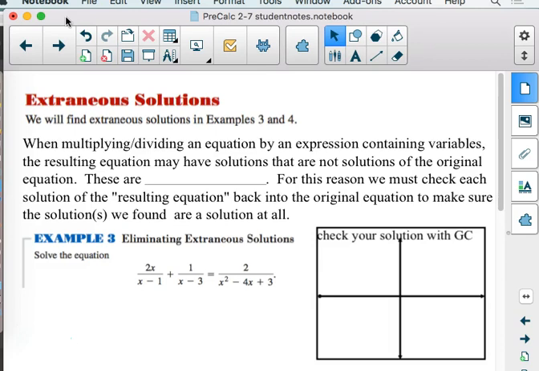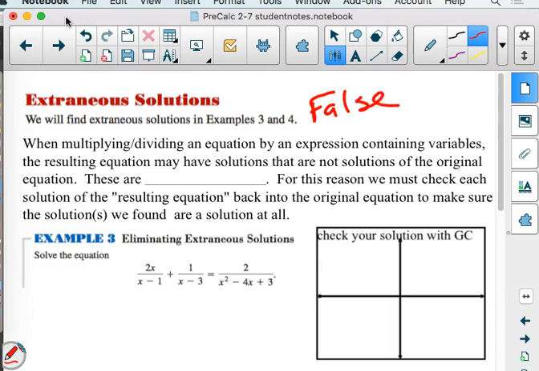Now, we did not encounter an extraneous solution, which, with rational functions, happens quite a bit. So we're going to find extraneous solutions in example 3 and 4. Remember, these are false solutions. They don't work. And a lot of times they are the number that will make your denominator equal to 0. That happens quite a bit. But sometimes they just flat out don't work. So you do need to check them all the way.